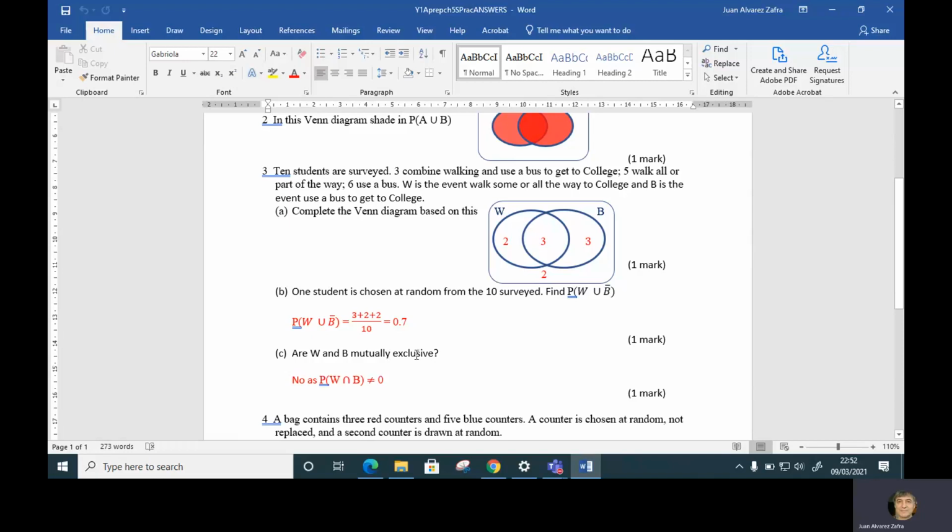Are W and B mutually exclusive? To be mutually exclusive, the probability of W and B would have to be 0, but it's actually 3/10. So because W and B is not empty, the probability of W and B is non-zero, then they are not mutually exclusive. You can be both W and B.